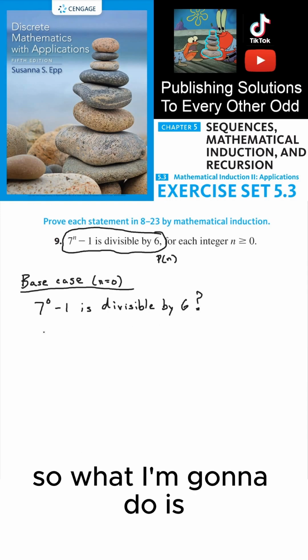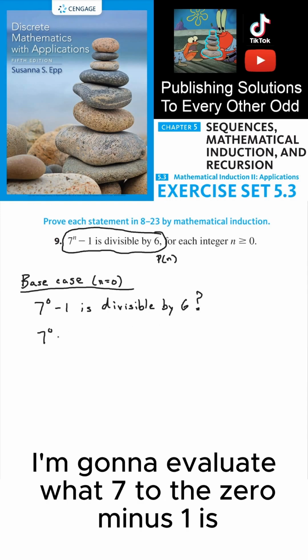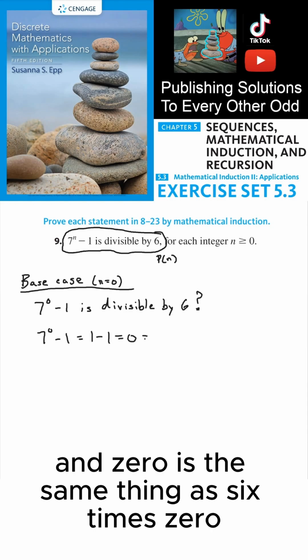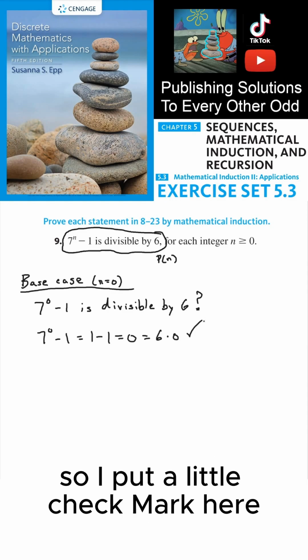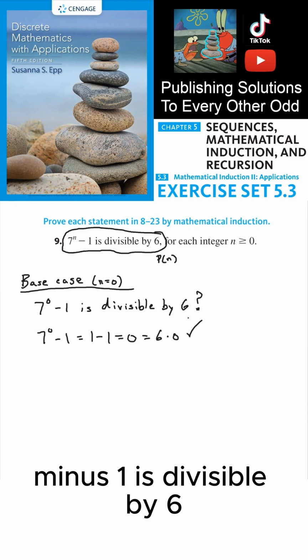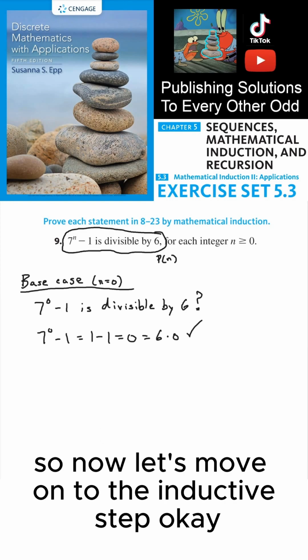So I'm going to evaluate what 7 to the 0 minus 1 is, which is 1 minus 1, and that's 0. And 0 is the same thing as 6 times 0. So I put a little check mark here to show that we've verified that 7 to the 0 minus 1 is divisible by 6. So now let's move on to the inductive step.